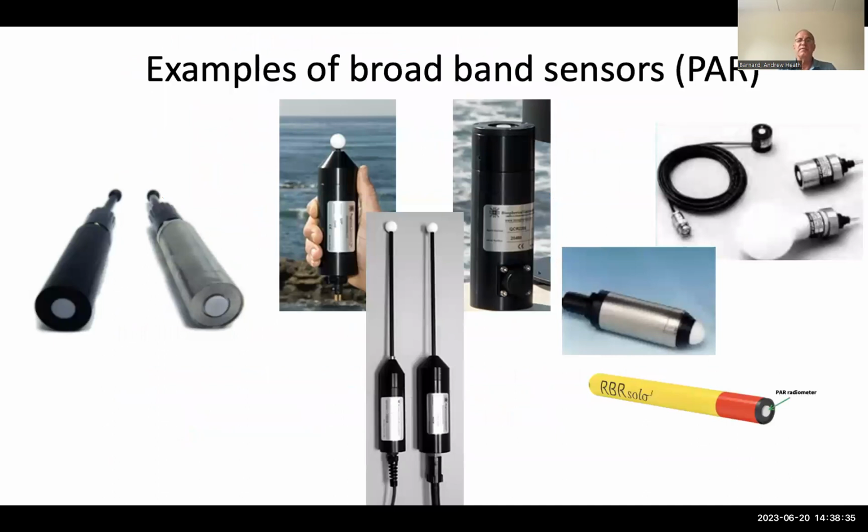So these are some views of some of the commercially available PAR sensors or scalar PAR versions, but you also see various different planar PAR versions that are available as well. Typically, this is one of the more common used on many CTD rosettes. And in other applications, such as on profiling float applications, you'll see more of the planar type measurements for PAR.